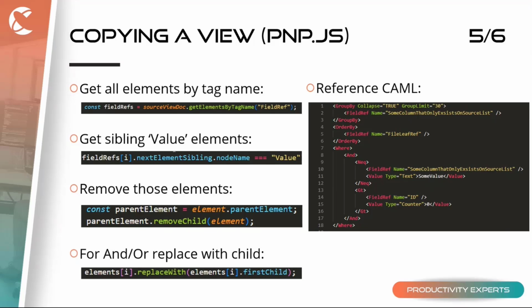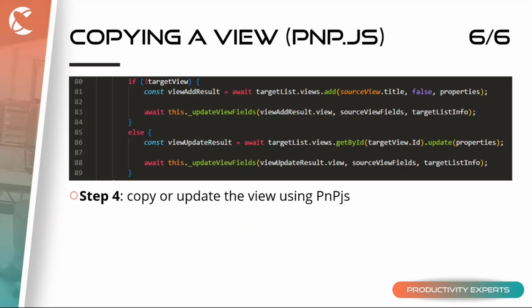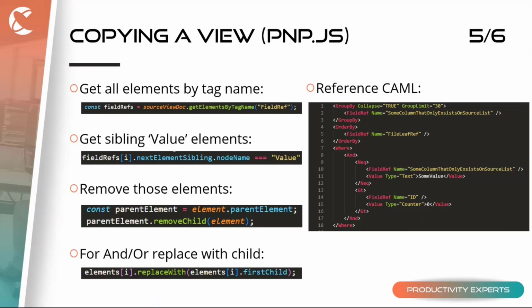So basically, what I'm doing is I check what field references are in the CAML. I remove the field references that are not available on the target list. I'm also removing the value elements that are siblings of those field references, and then I'm just cleaning it up.